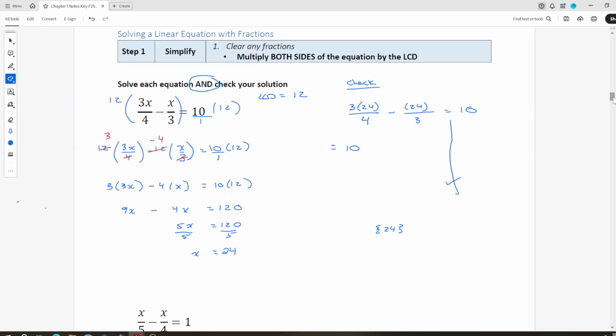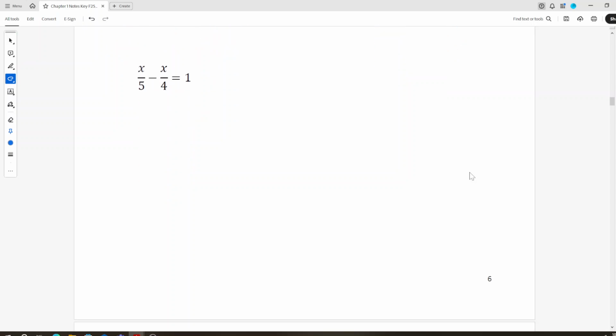So you can pause the video if you're feeling pretty good about this. You could pause the video and give this one a go, or you could just keep watching if you're feeling a little bit confused. So again, I have 3 terms here. I have a denominator of 5, a denominator of 4, and a denominator of 1. What would be my lowest common denominator? Well, they all go into 20. So that means I'm going to multiply both sides of the equation by 20.